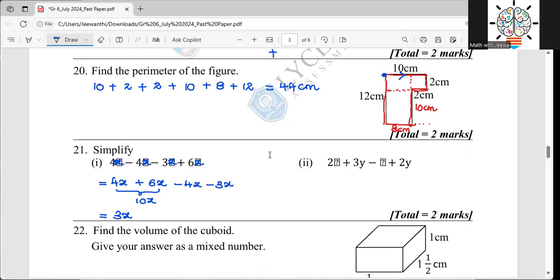So then here, I think I have 2x here and x here. So then what I do, 2x minus x plus 3y plus 2y, right? 2x minus x, the answer is x. 3y plus 2y, the answer is 5y. Right? 2x minus x and 3y plus 2y, it is 5y.